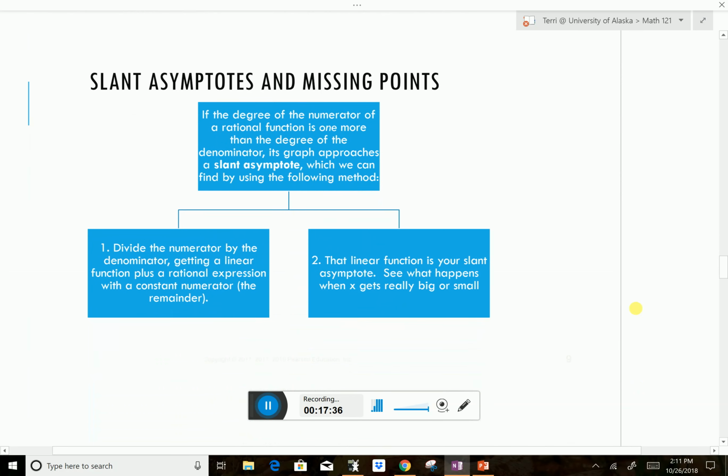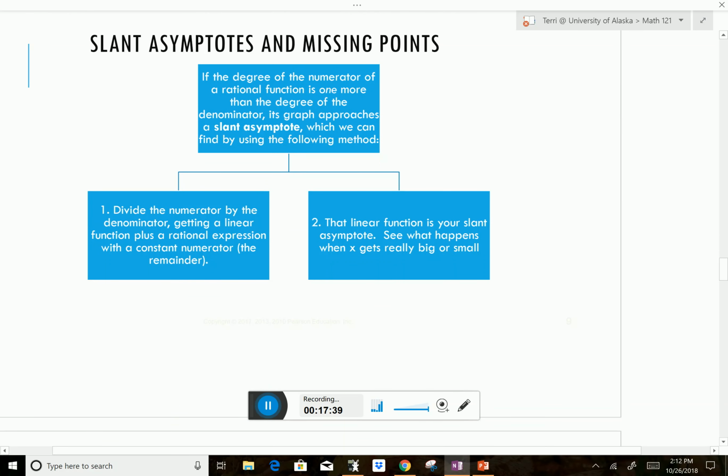Okay. So let's talk a little bit about slant asymptotes and missing points. Now, if the degree of the numerator of a rational function is 1 more, just 1, like we have x squared plus 3x plus 6 over x minus 1, this is 1 more degree than this. Its graph approaches what we call a slant asymptote. We can find it by using this method: divide the numerator by the denominator.